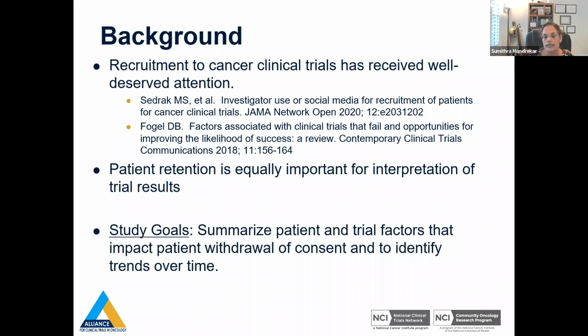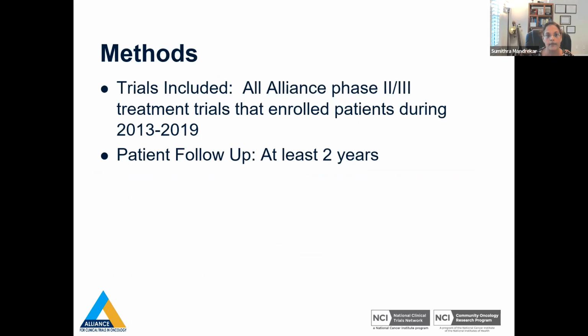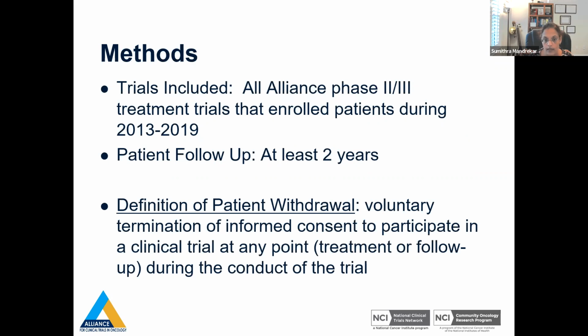So our goal was to summarize what are the factors, patient and trial, that impact patient withdrawal of consent, and can we identify trends over time? We included all phase 2 and phase 3 trials from the Alliance during the period from 2013 to 2019. We wanted to make sure that all patients had at least 2 years of follow-up, because you want to give everybody an equal chance of being on the study or withdrawing from the study, right?